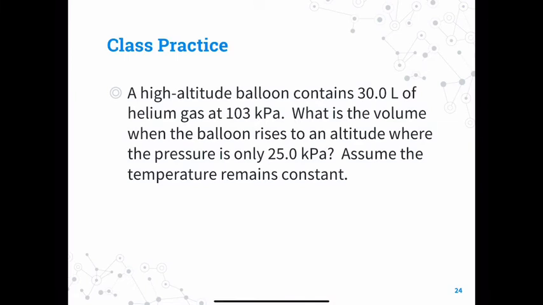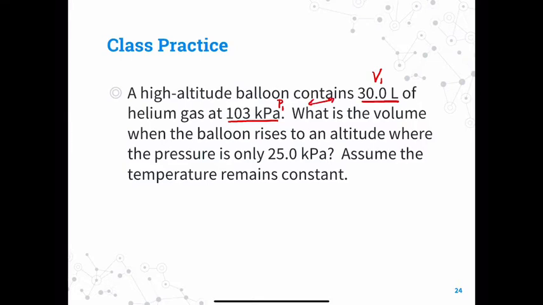A high altitude balloon contains 30 liters. All right? So I'm going to underline that. We know that is a volume. Liters is a volume. So I'm just going to label it as volume 1. Okay? Of helium gas at 103 kPa. kPa is a pressure, and I'm going to label it pressure 1 because it was affiliated with that volume 1.